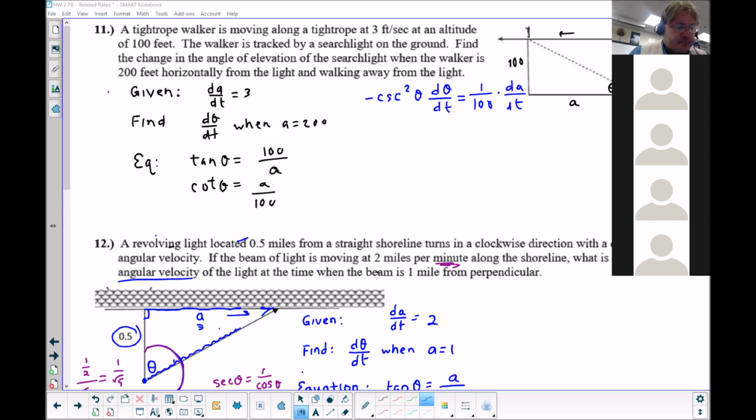So what's going to happen is then the dA dt is what we know. We know that that's going to be equal to 3. So this is 3 over 100.